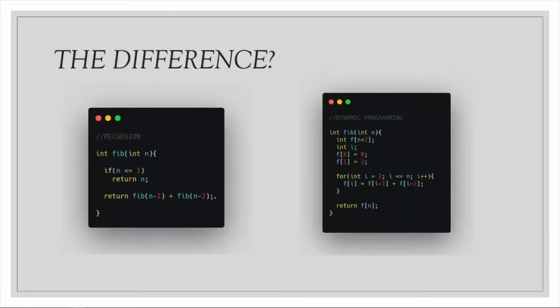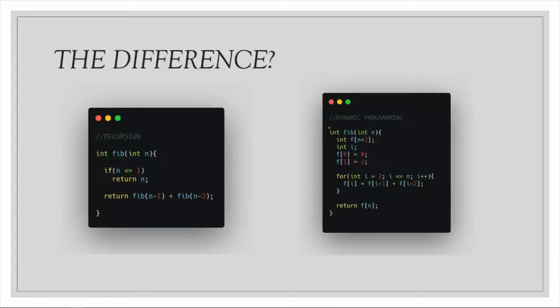In recursion, we first set a base case. Here the base case is n is less than or equal to 1. If it is less than or equal to 1, we just return n. Else we calculate fib of n minus 1 and fib of n minus 2.